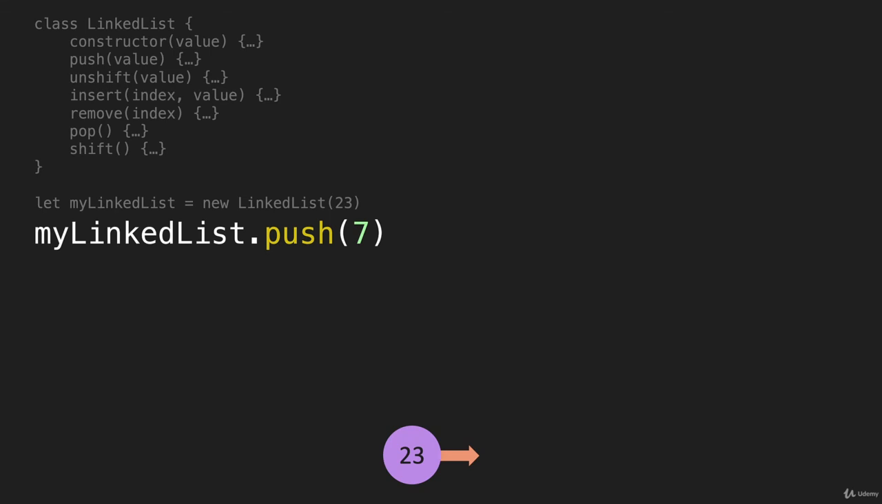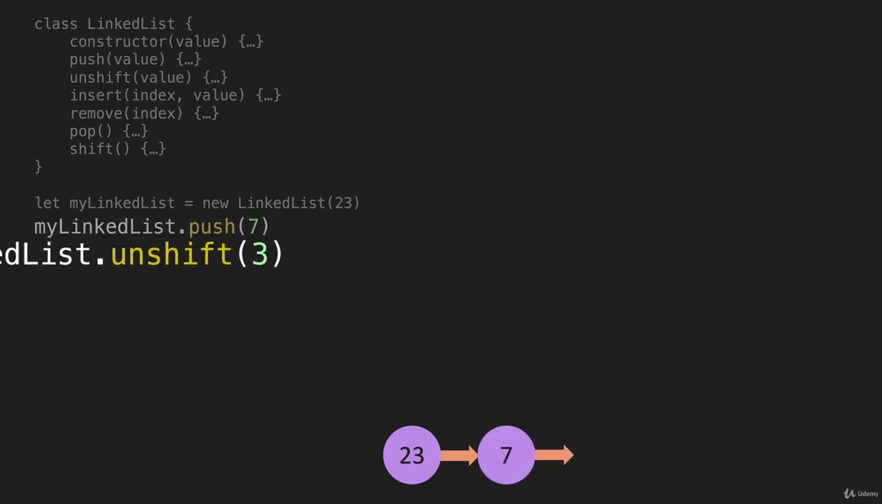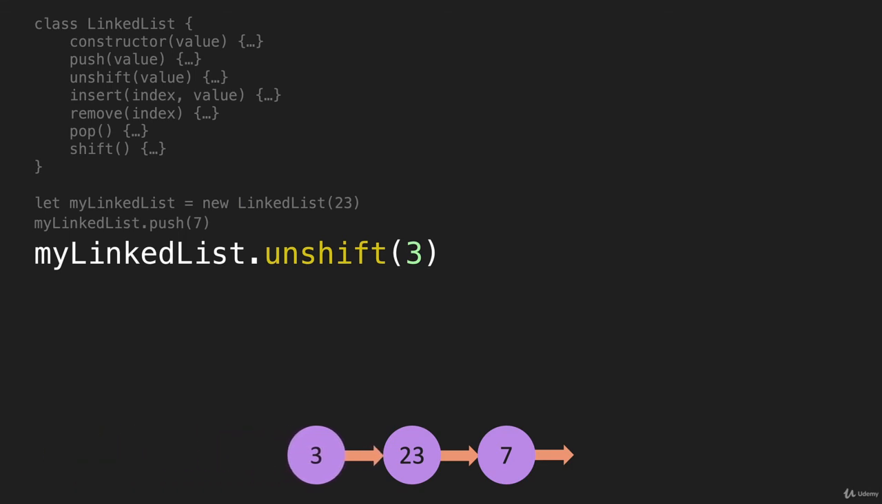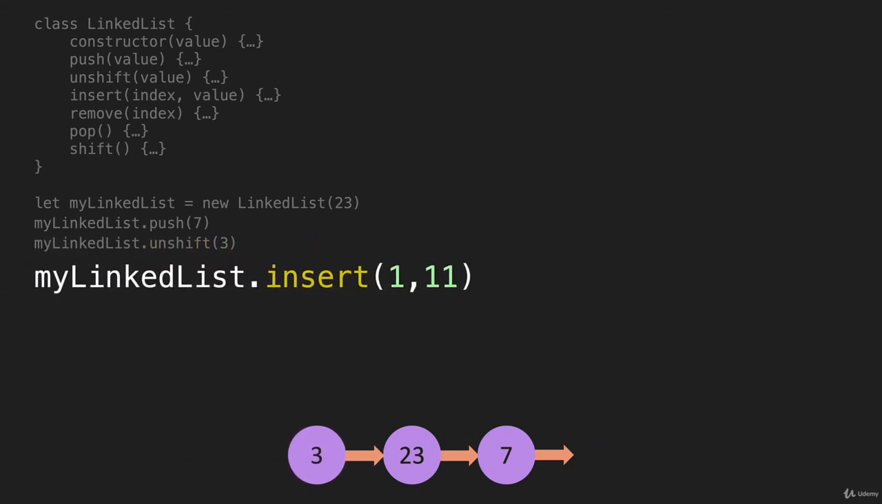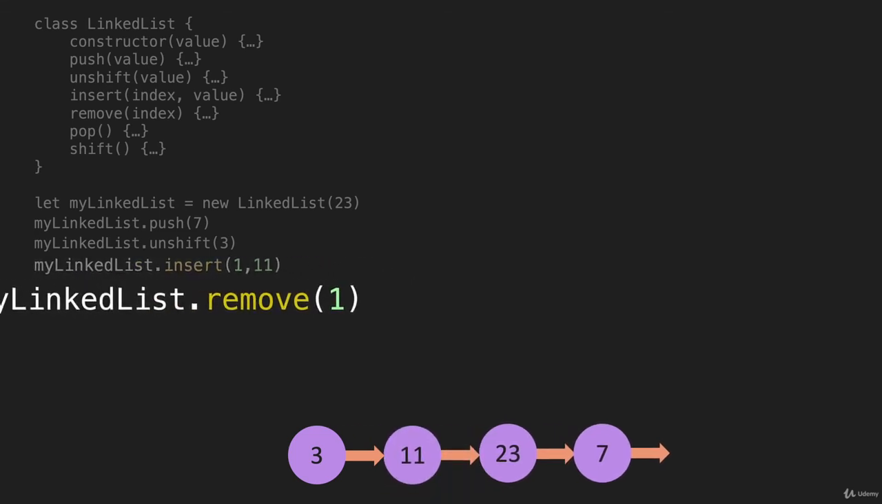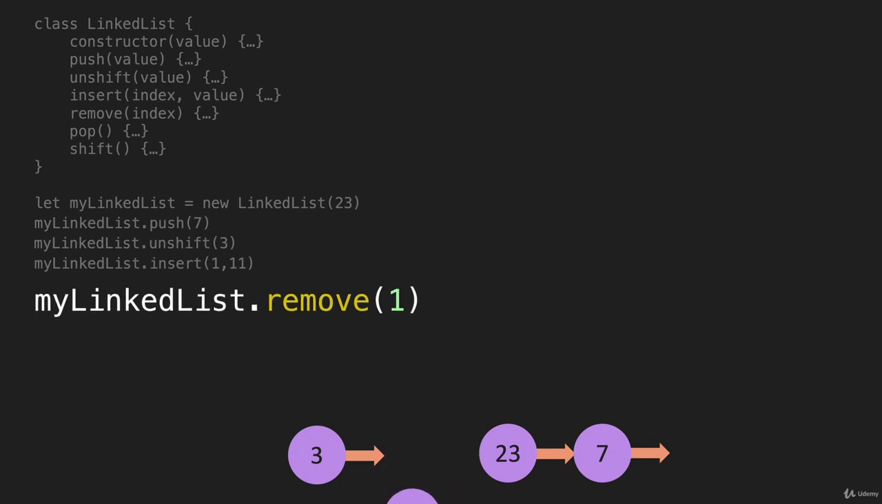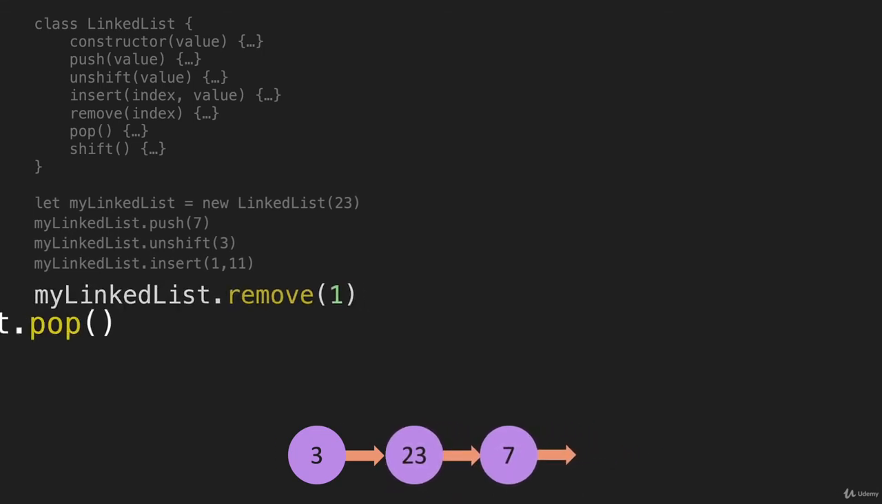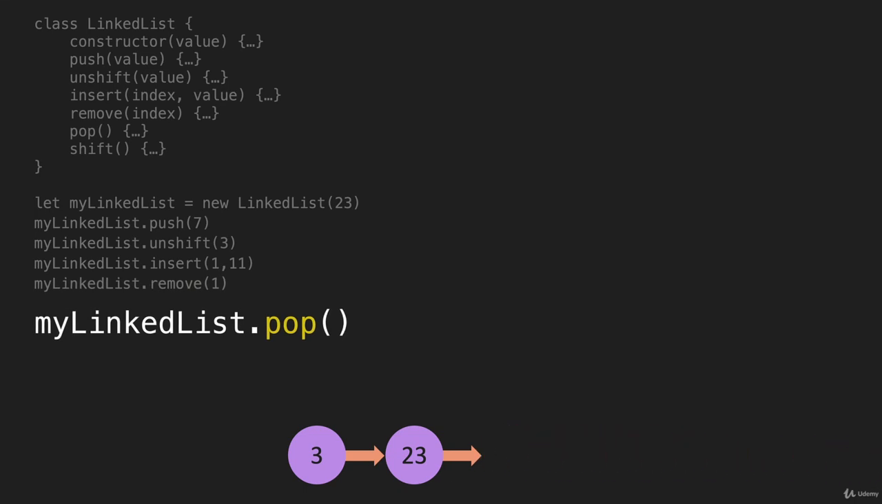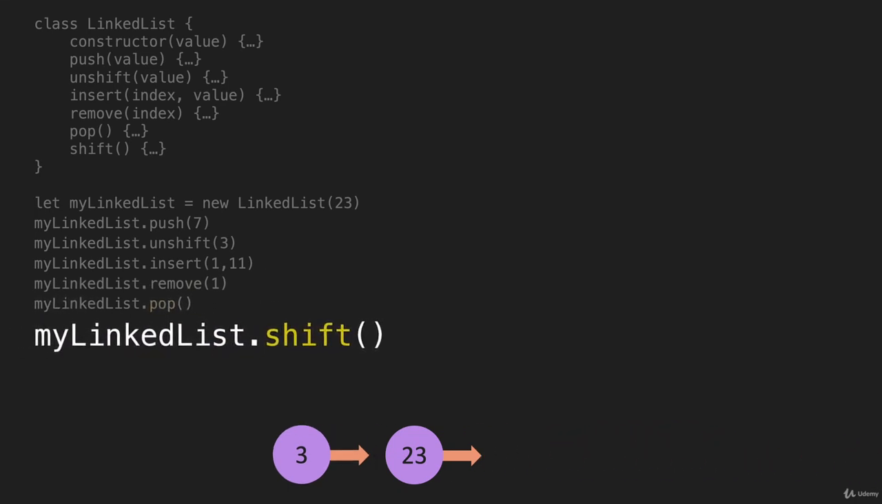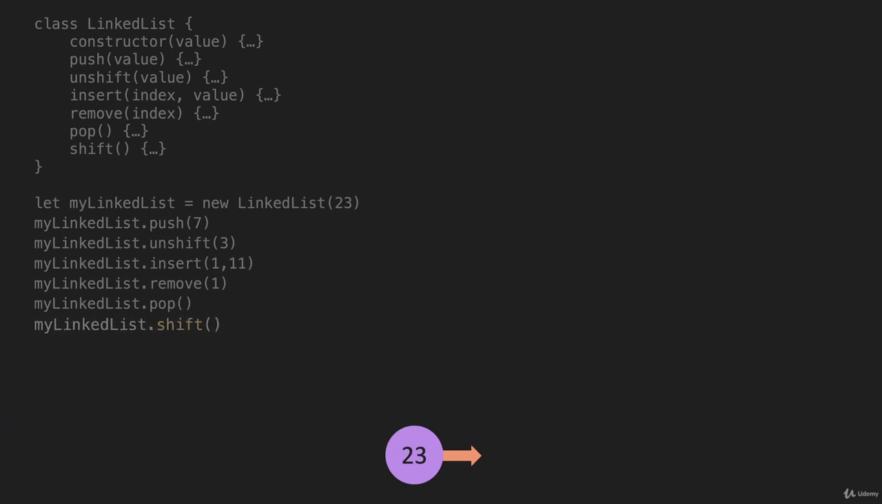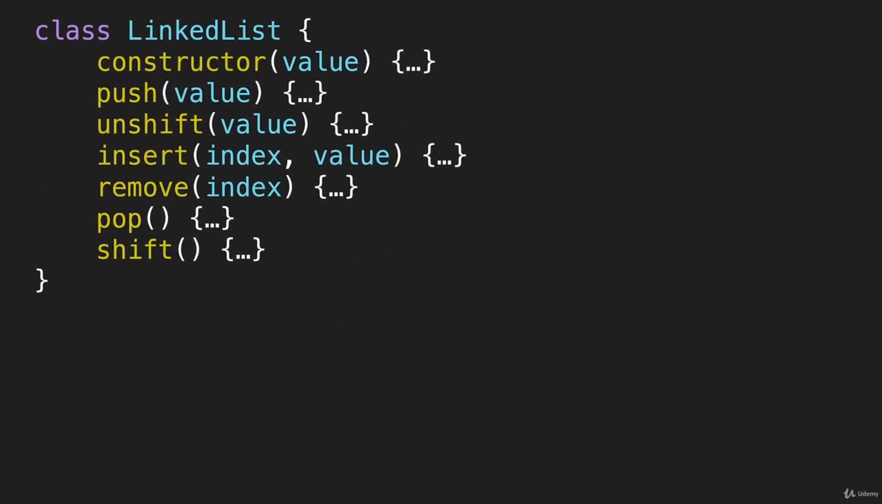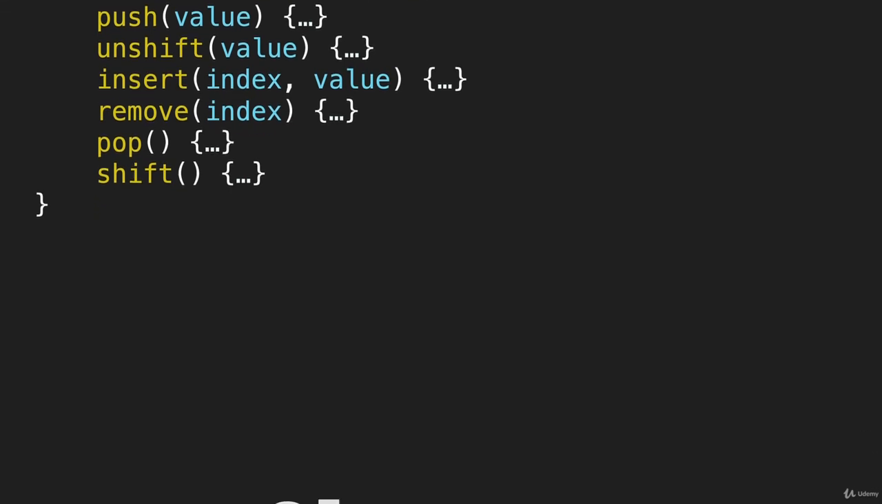We could say myLinkedList.push with the number 7. We could do that. Unshift with the number 3 and do that. Insert at the index of 1 the number 11, like that. We could remove the item at the index of 1 and remove that 11. We can pop an item. We could shift an item like that. So these are some of the things that we can do by building out the linked list class. And we have all of this ability to do all of these very specific things with these data structures by using classes.